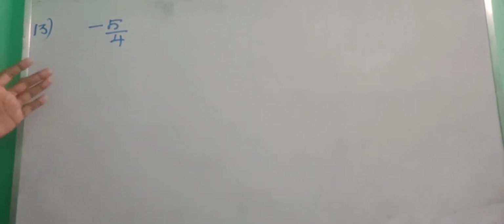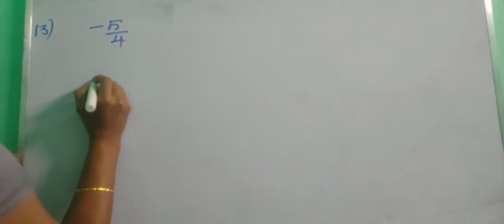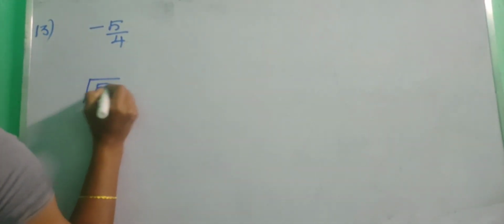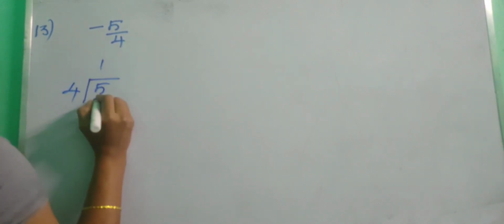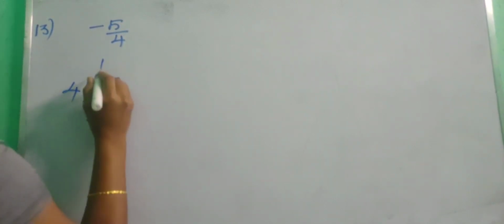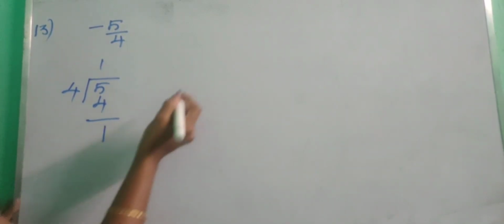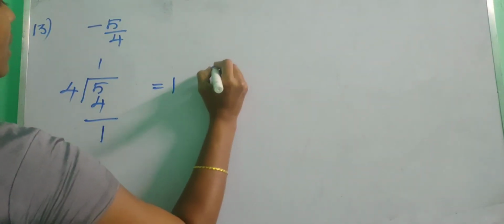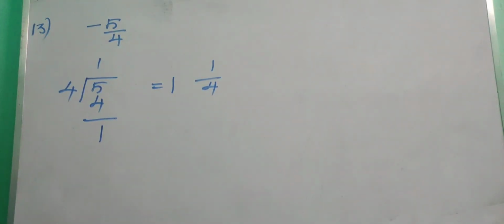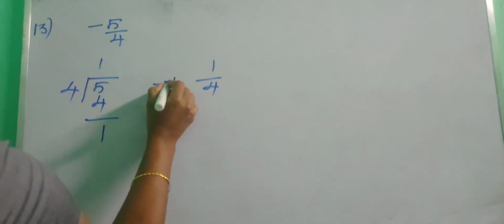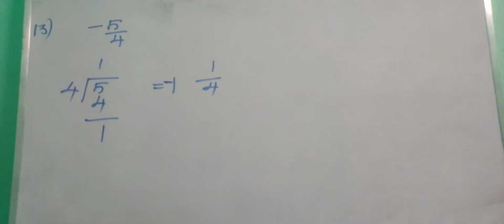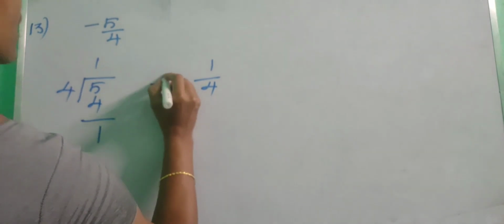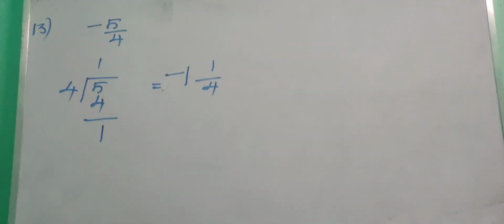So first of all, what we need to do? We need to divide this. So 5 and 4. 1 4 is 4. So what is the remainder? 1. So what is the quotient here? 1 upon 4. So we got the mixed number. So minus 1 by 4, minus 1 by 4.